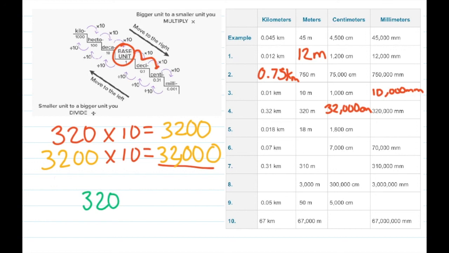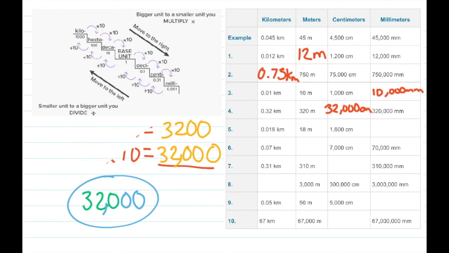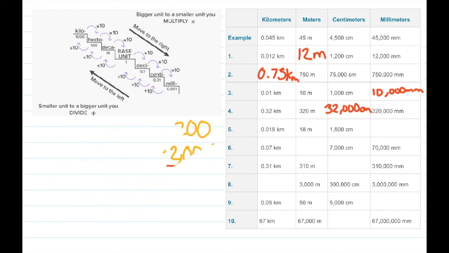What I was saying is that you can also do it this way: 320, and since I'm going from meters to centimeters, I'm going 2 down, so I'm adding 2 zeros. I can add just the 2 zeros right here, and that gives me the same answer. Those are the 2 ways I can do it. Whatever is easier for you, that's what you can do. Make sure to always check your work to find any mistakes that you might have made.